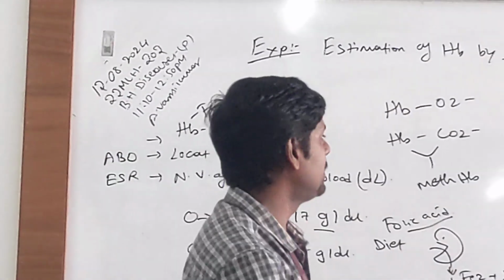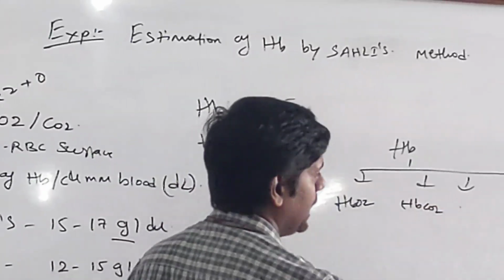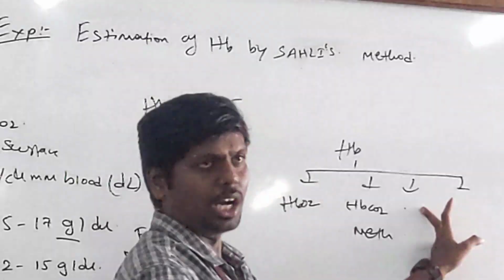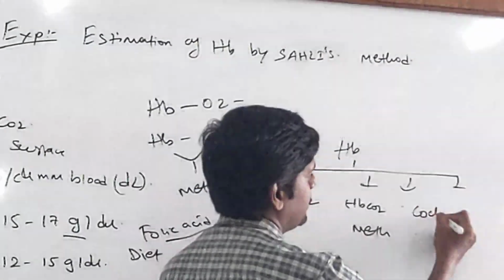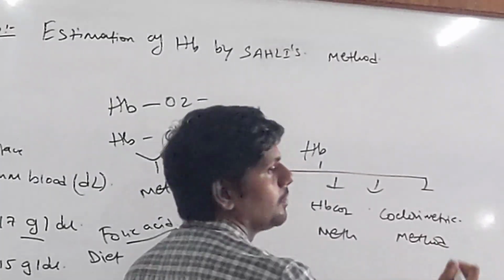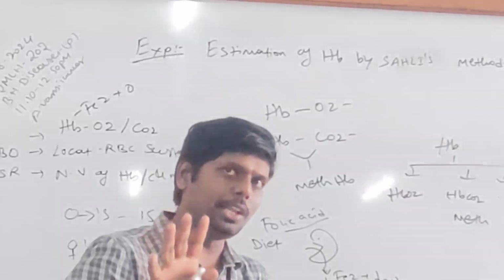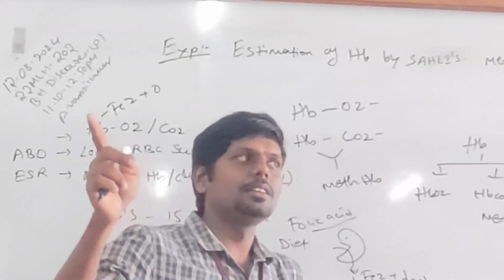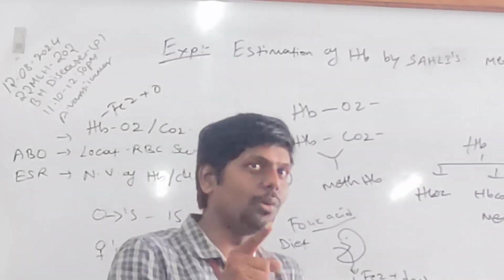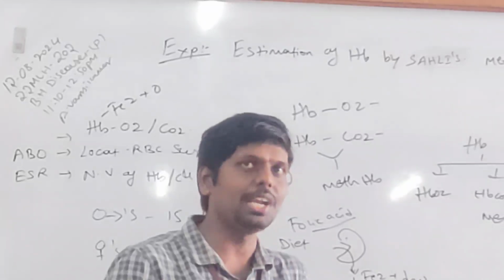So far I said HbO2, HbCO2. Then there is another method. This is weak hemoglobin by the way. And the third method, colorimetric method. Here we are using Beer and Lambert's law. I hope you already know Beer and Lambert's law, right? Do you know what it is? You don't know. Do you know what is colorimetric method? You don't know. You haven't studied it, right?